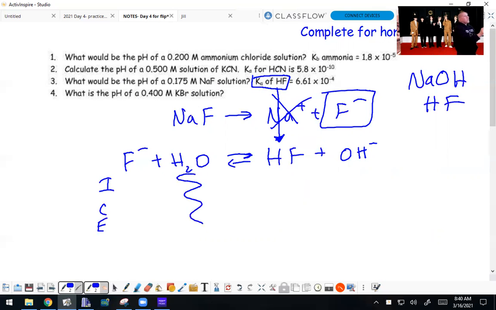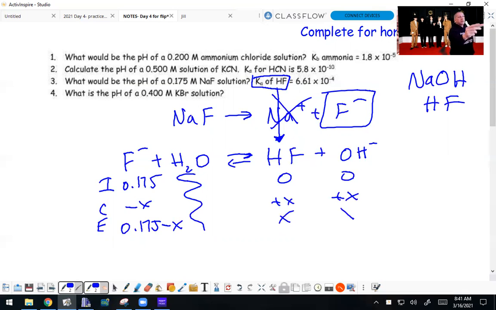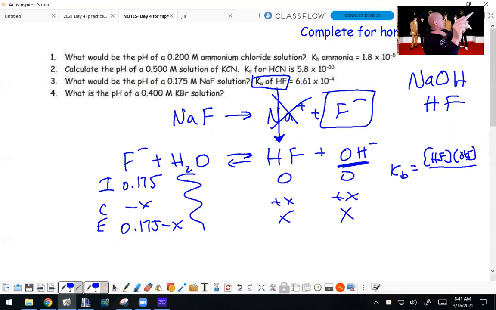Ice chart, no water. 0.175. Now I didn't do the stoichiometry there. What you have to watch for there is if it's not a 1-to-1 ratio. All of these were. Today it won't be. 0, 0. Minus X, minus X, plus X, plus X, X, and X. Are we seeing the repetitiveness? Kb this time. OH minus, HF, OH minus, F minus. We need a Kb.